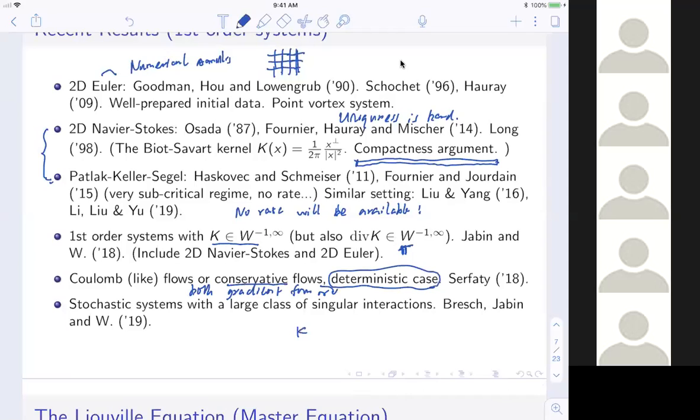In her case, K can be minus gradient of phi, where phi is a very singular kernel. It can be Riesz, something very singular. Also K can be a divergence-free field, so the divergence of K is zero. So she can treat those two classes, and also with possible perturbation.